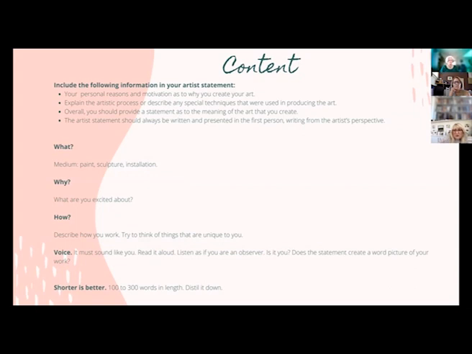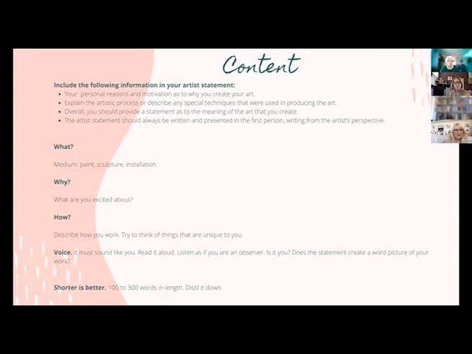So what is the content? I think we've got this. Yep, great. So you can ask yourself, what's the content? What is it? What medium is it? Is it paint? Is it sculpture? Is it installation, photography, whatever? Why do you do it? What excites you about this work? What are the ideas, the inspirations behind it? And describe how you did it if you've got space.